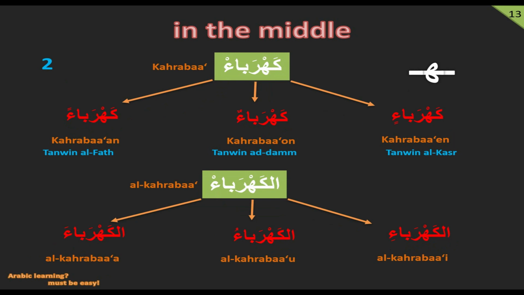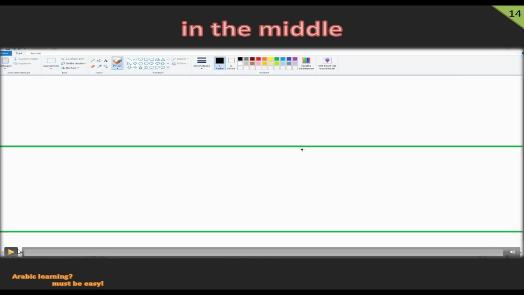Now the second example, كهرباء without التعريف, so with تنوين الفتح would be كهرباءَ. The same case like هواء, we don't add an alif at the end because the word ends with همزة. So كهرباءً, and with تنوين الضم كهرباءٌ, and with تنوين الكسر كهرباءٍ. Now كهرباء with التعريف would be الكهرباء, so with فتحة at the end would be الكهرباءَ, with ضمة الكهرباءُ, or with kasra الكهرباءِ. Now a video to show how to write the examples.